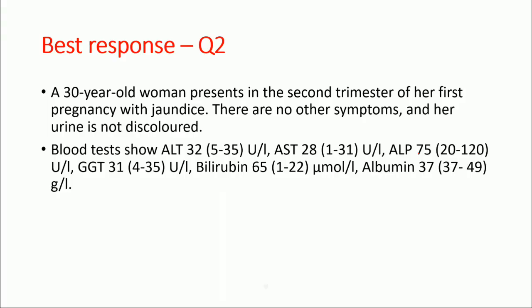So here the ALP is normal, gamma GT is normal, everything is normal. It's just the bilirubin that is high. So therefore, it is not cholestasis of pregnancy. If it's cholestasis of pregnancy, they will have jaundice, dark urine, pruritus, very high ALP and gamma GT. Okay.